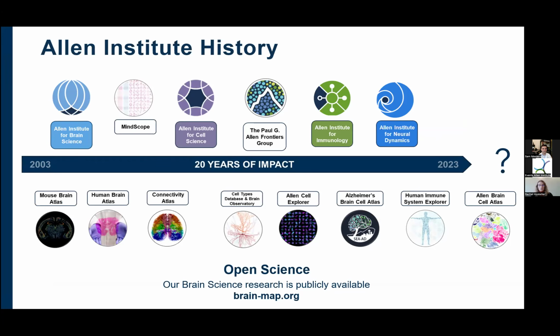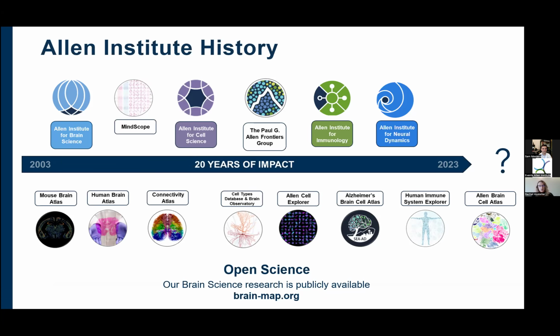One of our most recent atlases is called the Allen Brain Cell Atlas, or ABC Atlas. But some of you might know us from our mouse reference brain atlas, which was released almost 20 years ago. All of these atlases are put online on brain-map.org, all of our brain science research, because one of the values of the Allen Institute is open science. So we believe in sharing our science openly for others around the world to use.